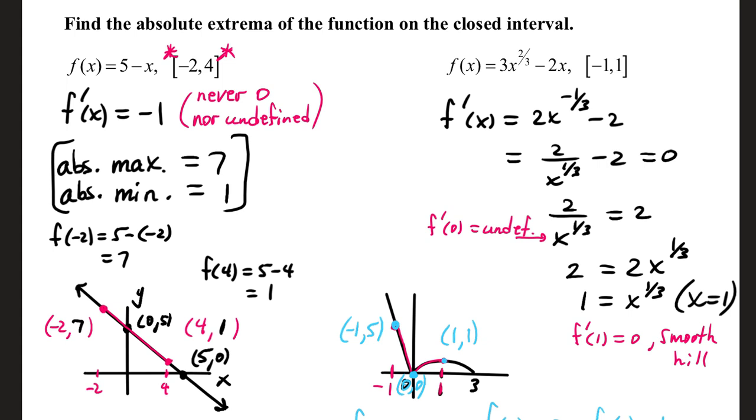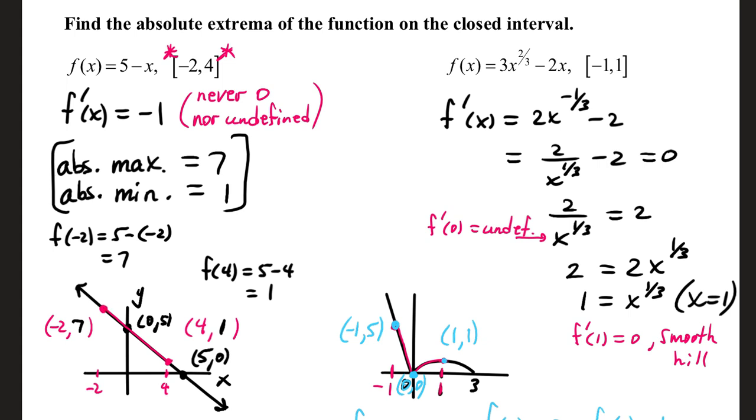This first function at top left of your screen, f of x equals 5 minus x, that's a line with a y-intercept of 5 and a slope of -1. I've got it graphed down here at the bottom left of your screen. The interval that we're given is -2 to 4, and I've highlighted that part of it in red. This is all we're allowed to look at. Our derivative, f prime of x equals -1. That's the slope of the line. Remember that derivative is a rate of change.